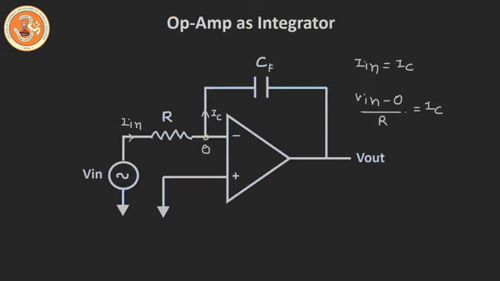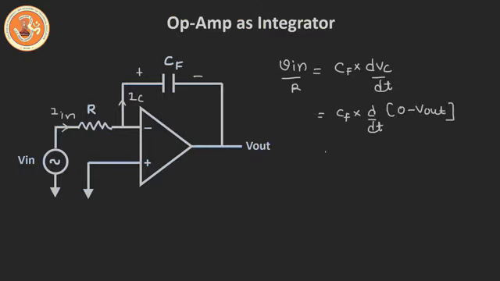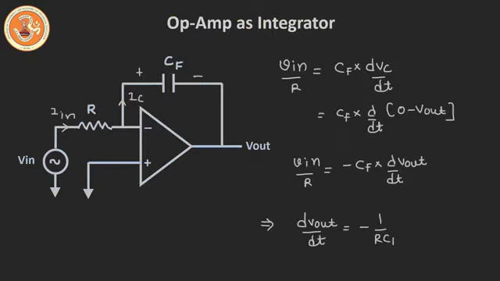Now let's use this expression and put this value in this expression. If you put this value, then we will get VIN divided by R, which is equal to CF times dVC/dt, where VC is the voltage across this capacitor. So, we can write this expression as CF times d/dt (0 minus Vout), which will come out as VIN divided by R, that is equal to CF times -dVout/dt. So, if we rearrange this expression, then we can write it as dVout/dt equal to -1/(R CF) times VIN, and if we take integration on both sides, then we will get the output voltage Vout equal to -1 divided by R CF times the integration of the input voltage.